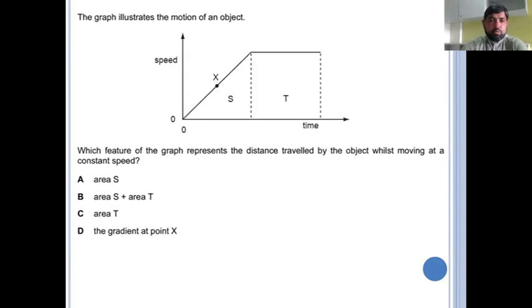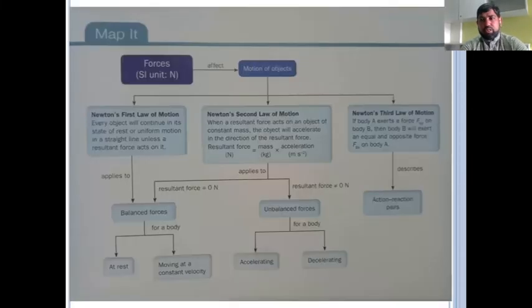The graph illustrates the motion of an object. Which feature of the graph represents the distance traveled by the object while moving at a constant speed? So that is the area under the graph of D. Okay, so that's all for kinematics.